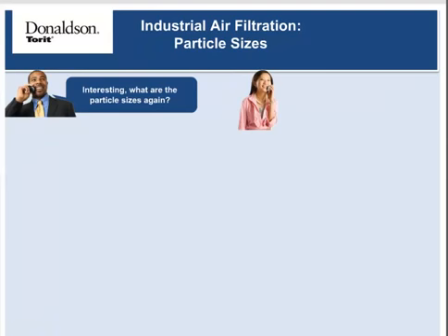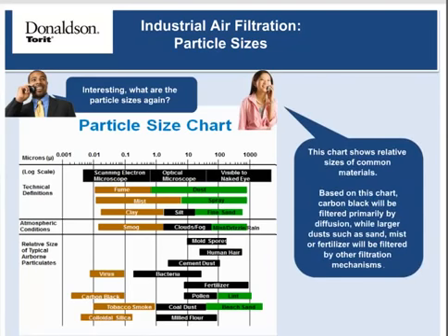Interesting. What are the particle sizes again? This chart shows relative sizes of common materials. Based on this chart, carbon black would be filtered primarily by diffusion, while larger dust such as sand, mist, or fertilizer will be filtered by other filtration mechanisms.